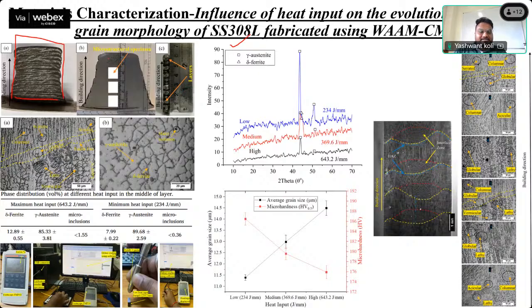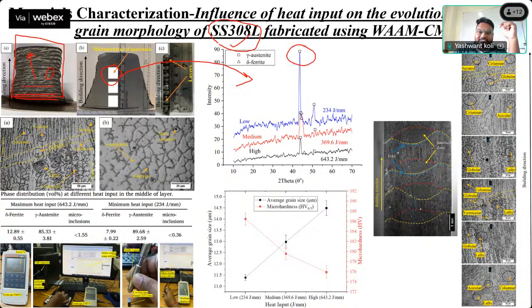So the main novelty of this paper was that we have taken SS308L, that is completely austenitic stainless steel wire of 1.2 mm diameter. But after layering the first layer and then the second layer, multiple layers, we cut the sample and checked the XRD. So what XRD is showing is that it is not completely austenite.